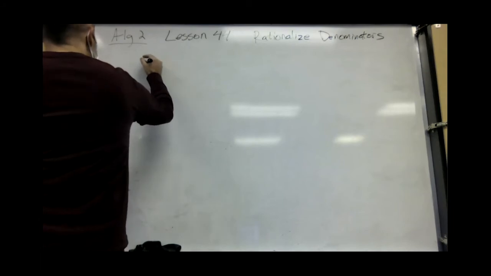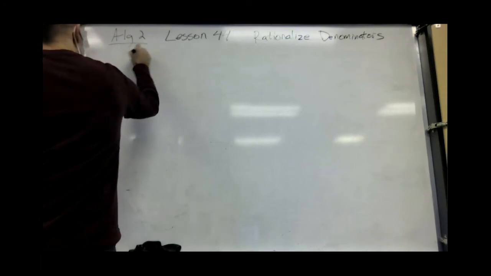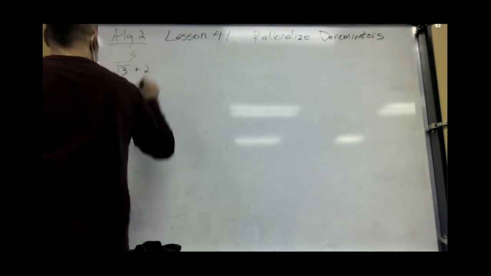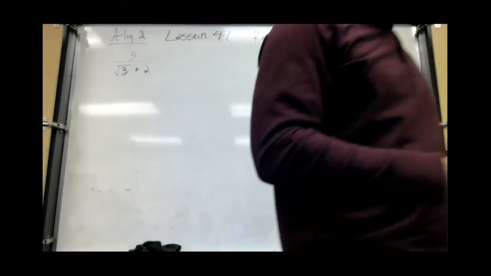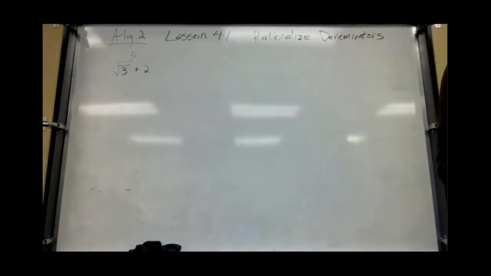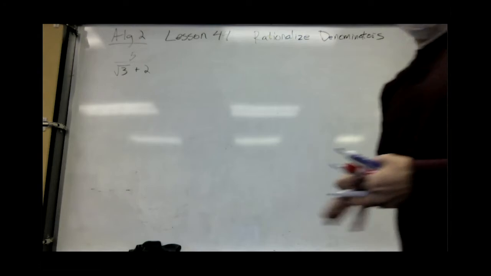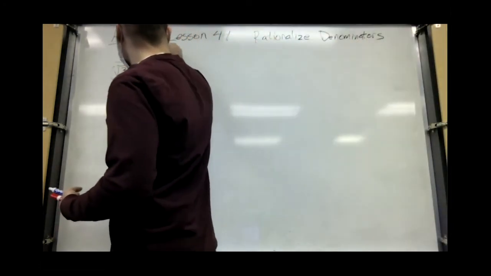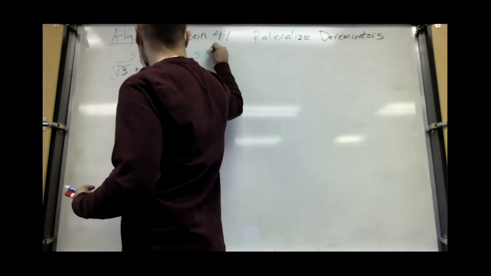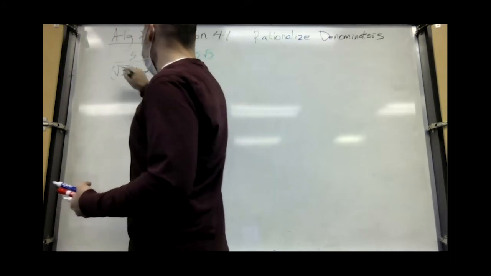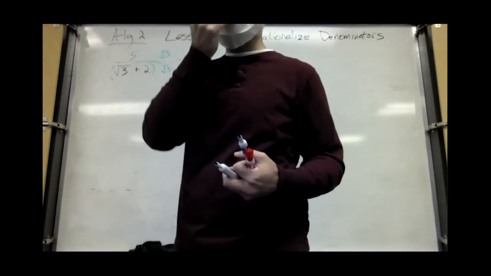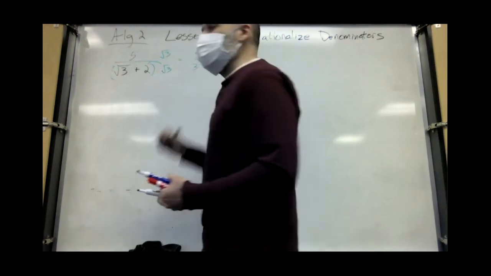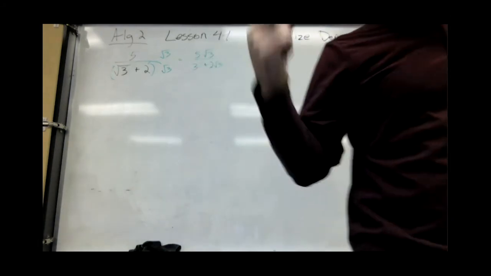Okay, what if I had something like this? If I had 5 over radical 3 plus 2. If it was just radical 3 down there, I would just have to multiply by radical 3 and I'd be good, right? So if I try this with this situation, what happens? You get 5 radical 3, and then you have to distribute that. The radical 3 times radical 3 is 3, but then you're left with this. So now you're right back where you started. You have to get rid of that radical. So this doesn't work.